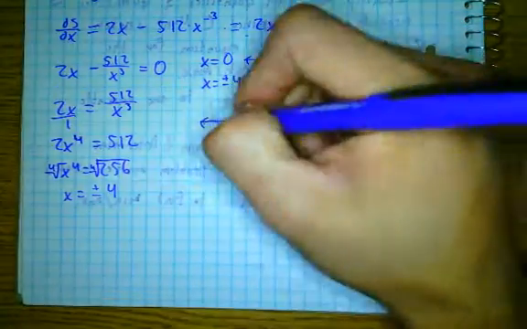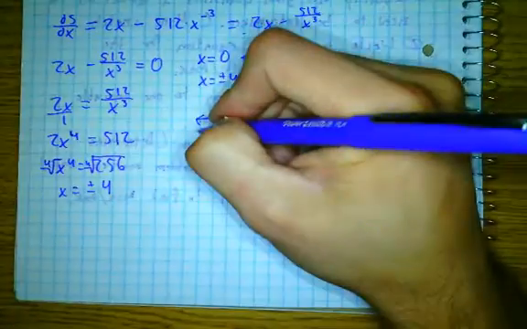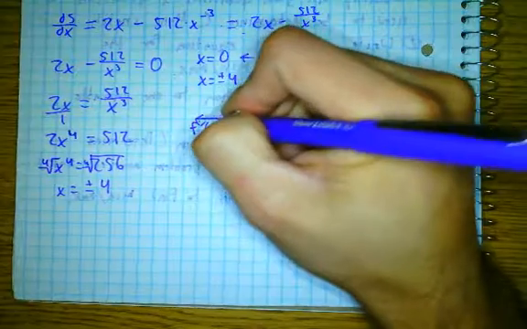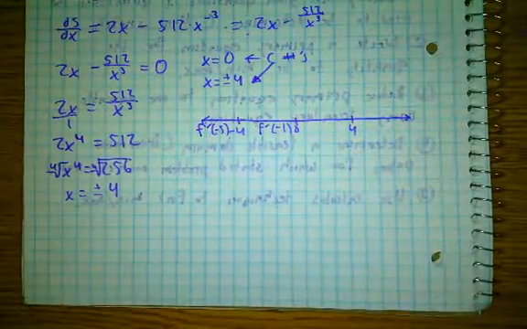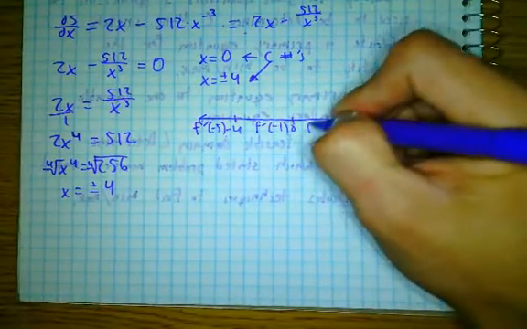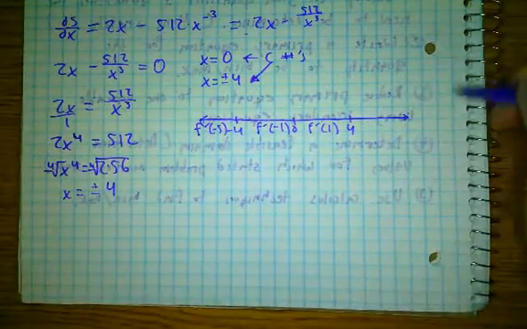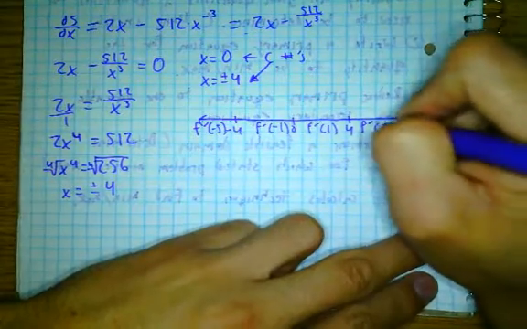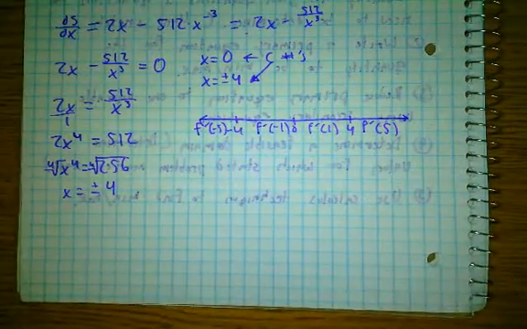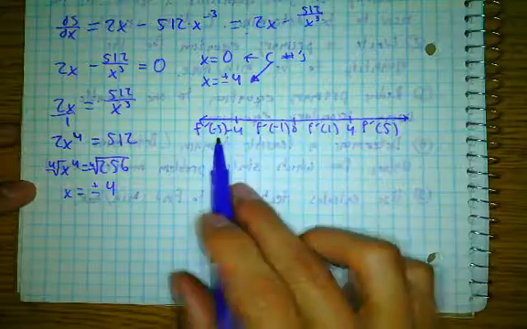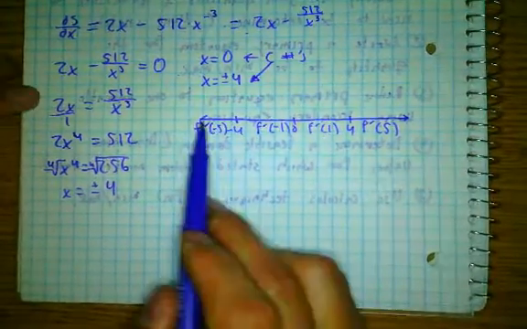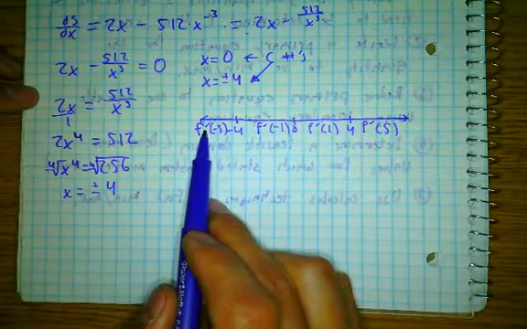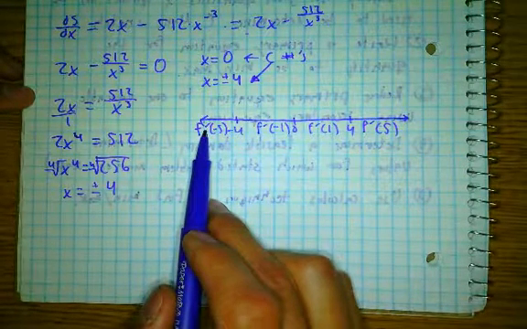F prime of negative 5. Between here and here, I would probably choose negative 1 to keep it easy. Between 0 and 4, I would probably test 1. And between 4 and infinity, I would probably pick 5. Okay? Where am I going to plug these values in? To the first derivative, right? Do not go to the original derivative, which in this case would be right there.